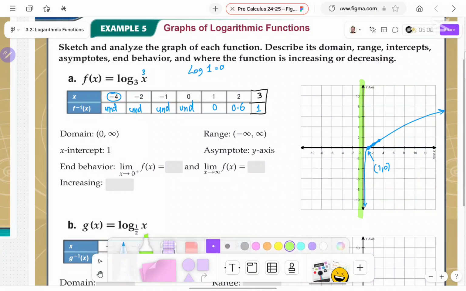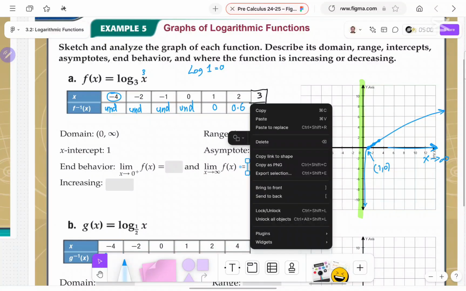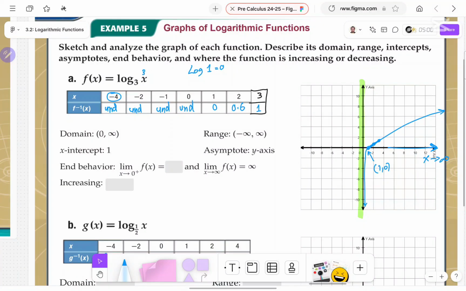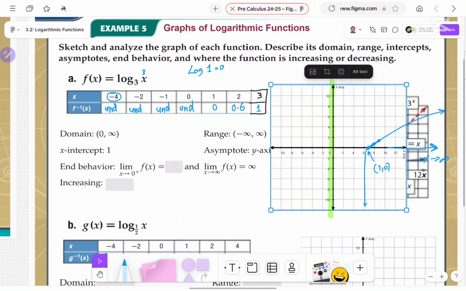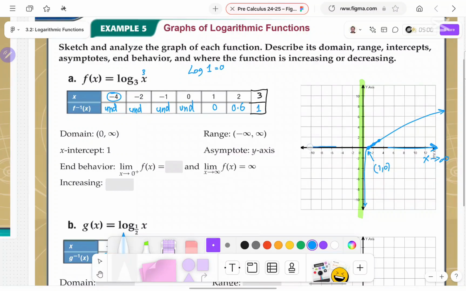Now the end behavior. When x approaches positive infinity, this side is x approaching positive infinity, and my graph is going up, so it's positive infinity. Now, on the other side, when x approaches negative infinity, do I have any graph on this side? I don't have any graph on this side, so I don't have any end behavior when x approaches negative infinity.